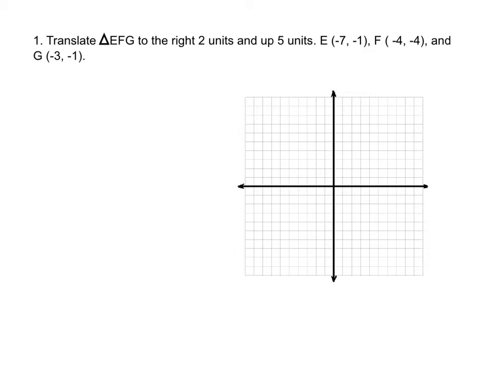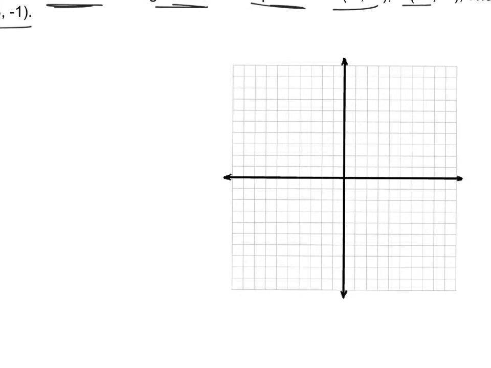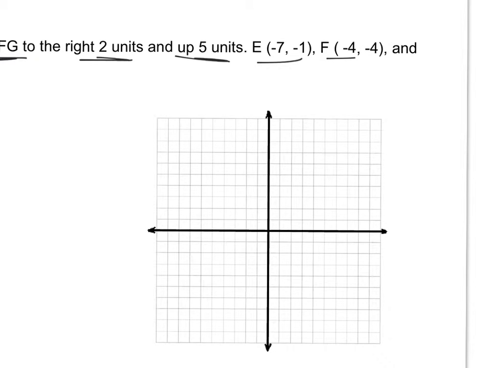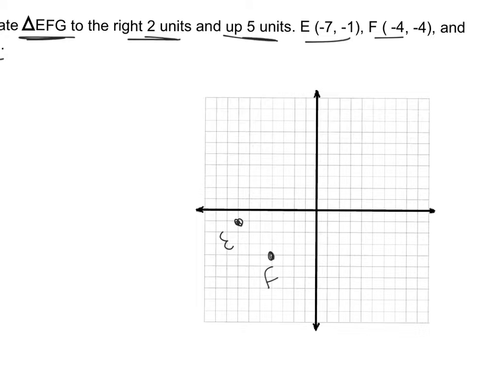So if I have triangle EFG, I'm going to move it right 2 and up 5. And here's E, F, and G for the triangle. Let's look at what I'm talking about here. E is going to be at -7, -1. So right there, there's E. F is going to be at -4, -4. So there's F. And G is going to be at -3, -1. So there's G.